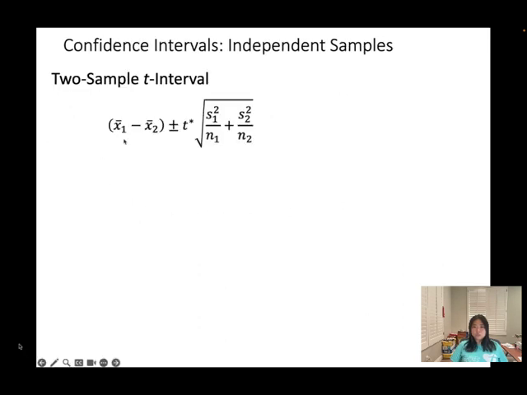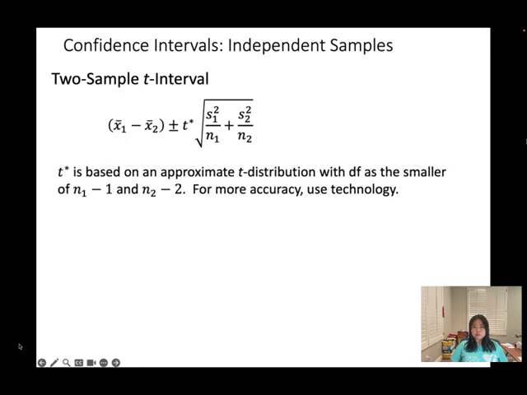Okay, so this is the formula to construct the confidence interval: sample mean 1 minus sample mean 2, plus or minus the t distribution times the standard error. When we're using the t distribution, we do have the degrees of freedom. Okay, that's from section 9.4. Since we have two samples here, we may have two different degrees of freedom. So if you're using the calculator, it has a specific formula to calculate the degrees of freedom.